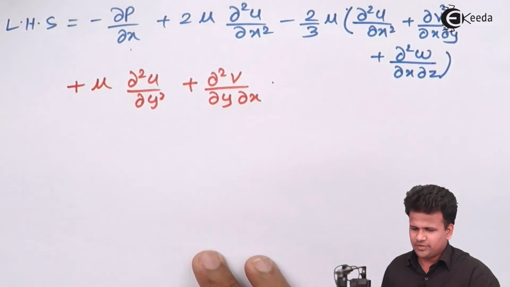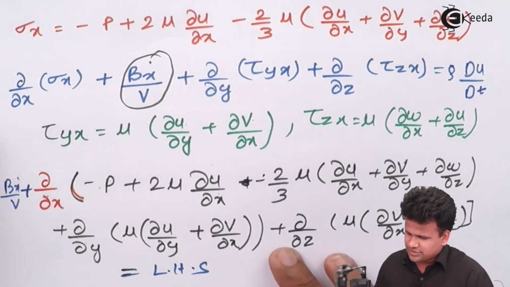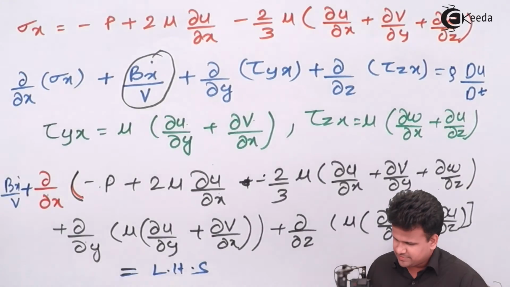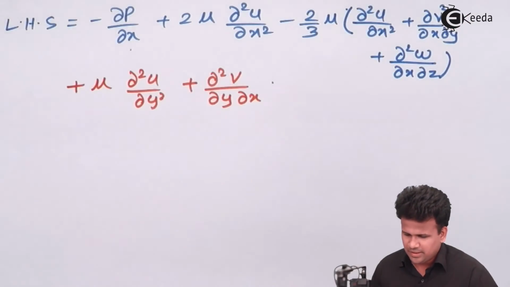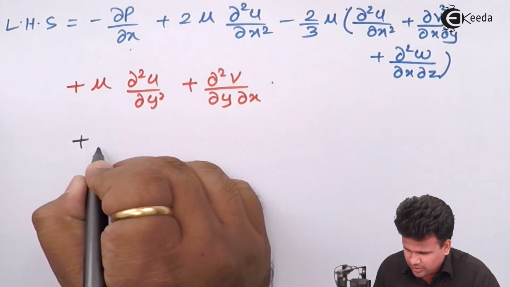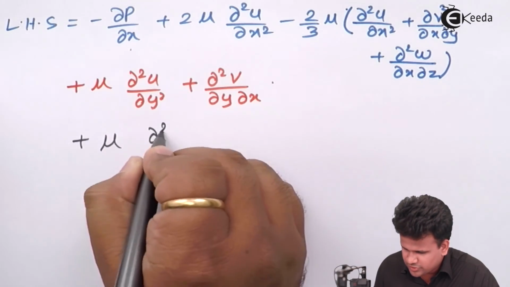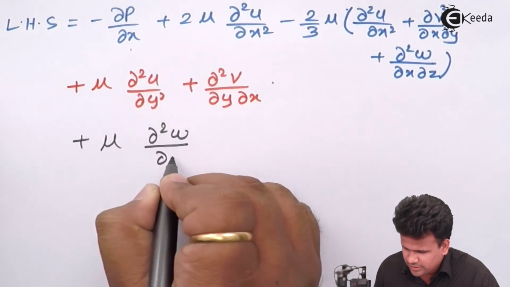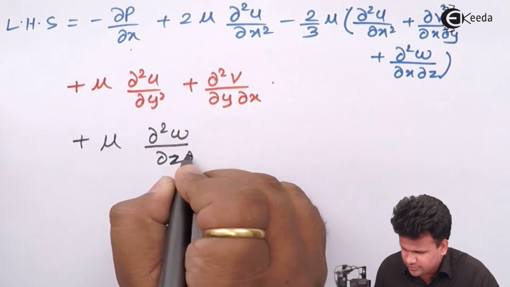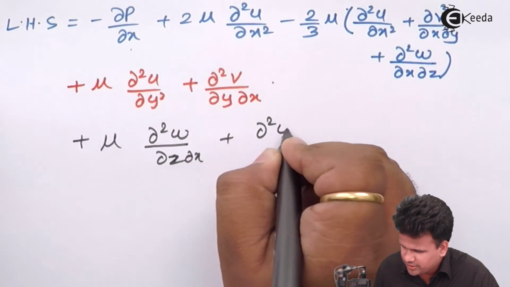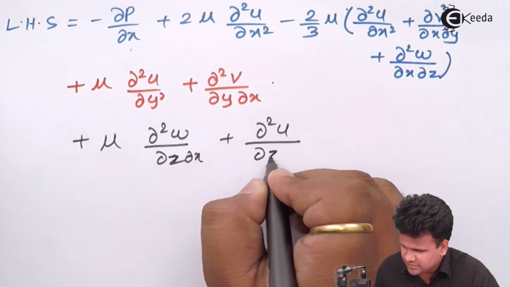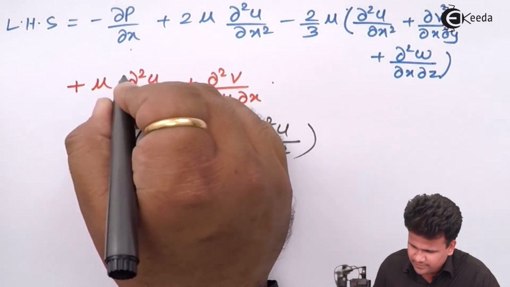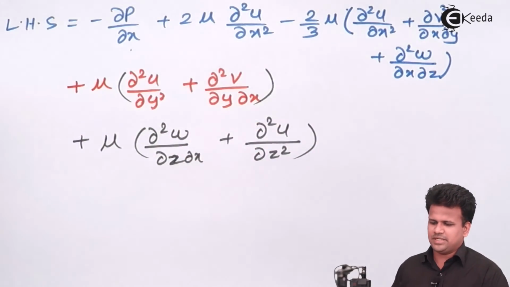And after that what we have over here is the last term in which ∂/∂z is multiplied inside to both the parts over here. So let us write that down. So this will be plus mu into ∂²w/∂z∂x plus ∂²u/∂z². So this is the value of this entire part.